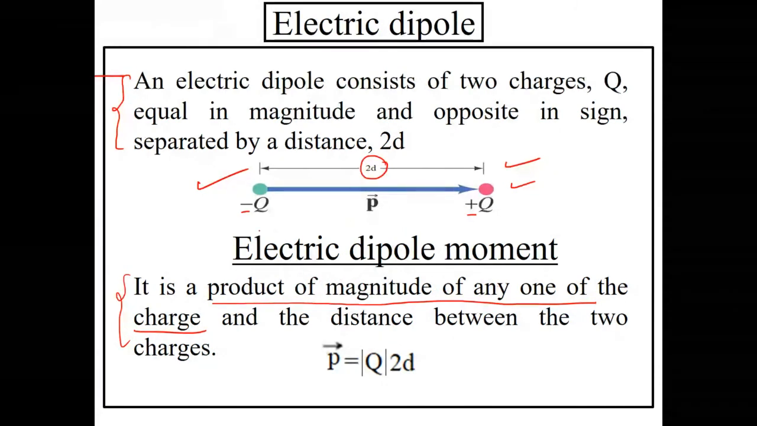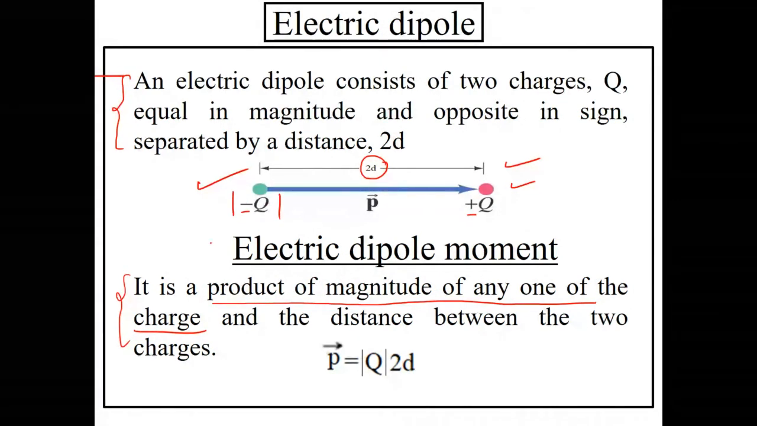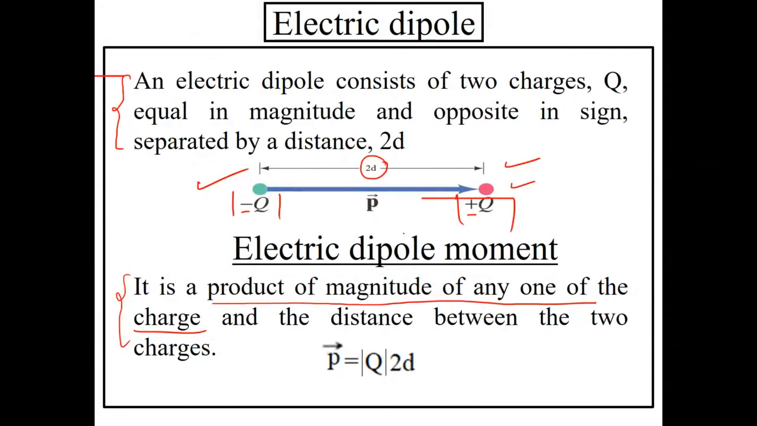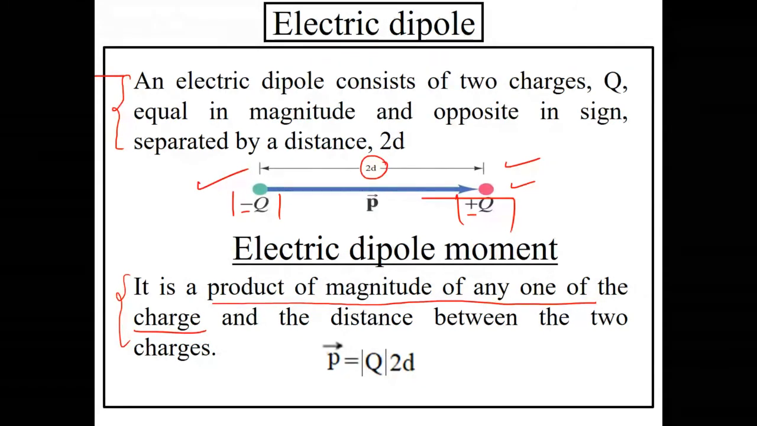Magnitude of any one of the charges. If you take the magnitude of this negative charge, it will be positive. If you take the magnitude of this positive charge, it will be the same. So electric dipole means two charges with different signs, one positive and one negative. To calculate the dipole moment, pick only one charge and take its magnitude. Negative or positive, no issue, but you have to pick only one charge. Clear? It will be the same, right, doctor? Yes, it will be the same.